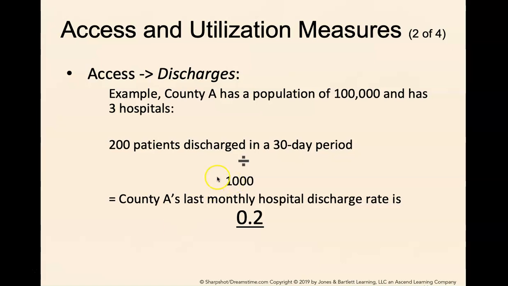Now, this period could change. This could be an annual basis, for instance. There are hospital discharge rates which could go up to as much as 5.2, something like that, because obviously it's a longer period that's being measured.